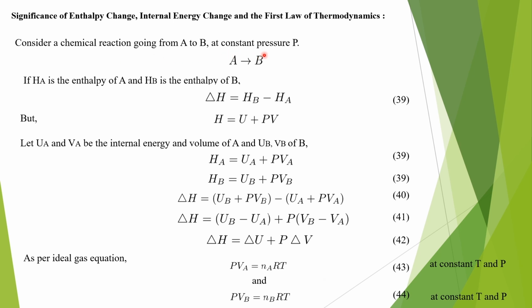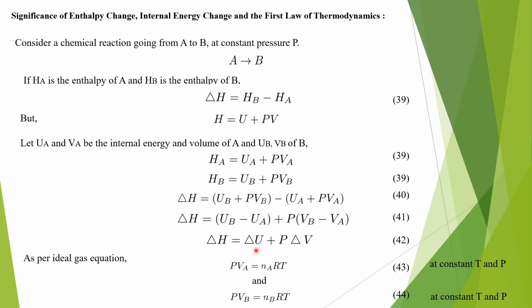Consider a chemical reaction going from A to B at constant pressure P. If HA is the enthalpy of A and HB is the enthalpy of B, delta H is HB minus HA. Again, we know H is U plus PV. So, HA gives you UA plus PVA, because pressure is constant, and HB is UB plus PVB. So delta H means HB minus HA, which is UB plus PVB minus UA plus PVA. If you rearrange this, we get delta H is delta U plus P delta V.